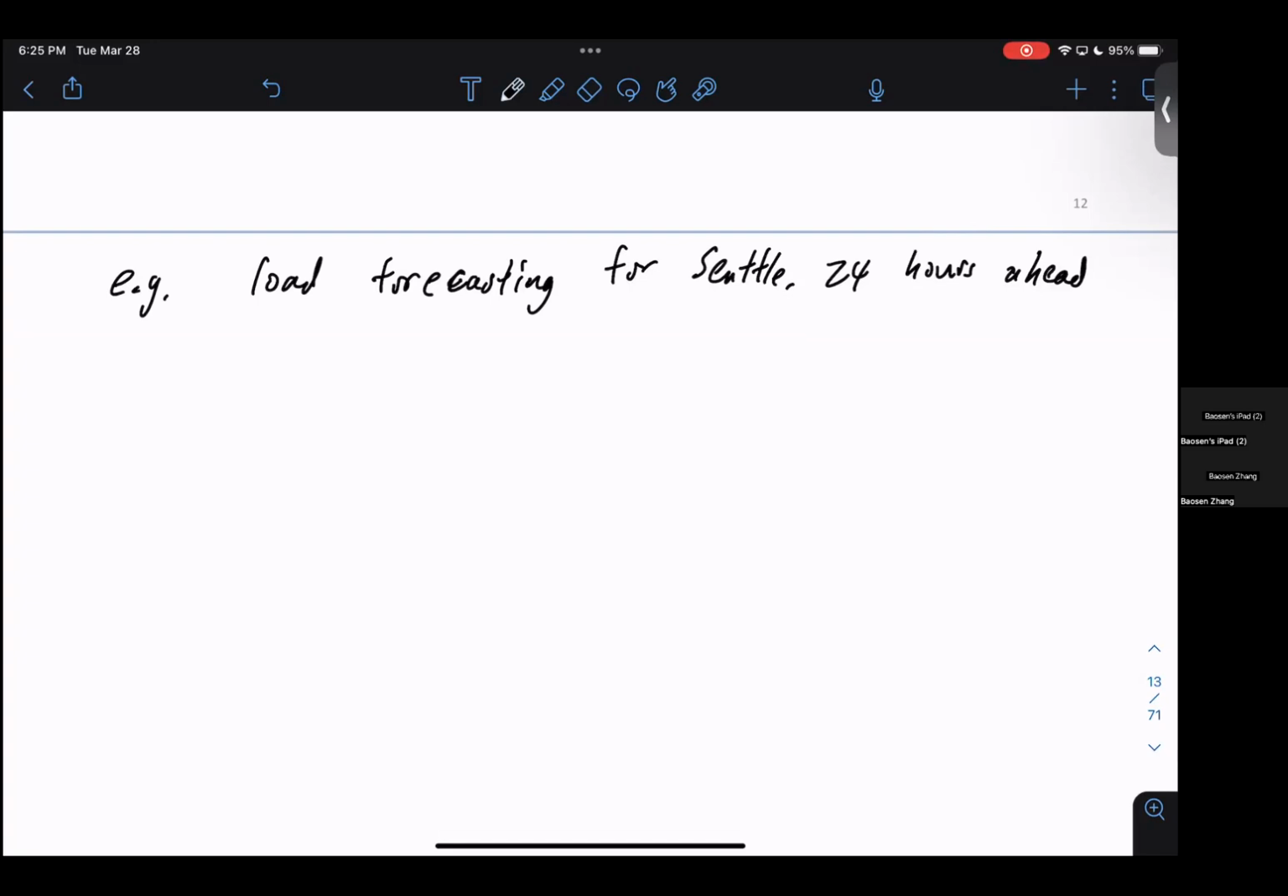What do you think the accuracy is for the load forecasting algorithm we're using now? Any ideas? How well can we estimate the load for the city of Seattle tomorrow at 6:30? Any guesses? Yeah, the error is about 1%, actually.